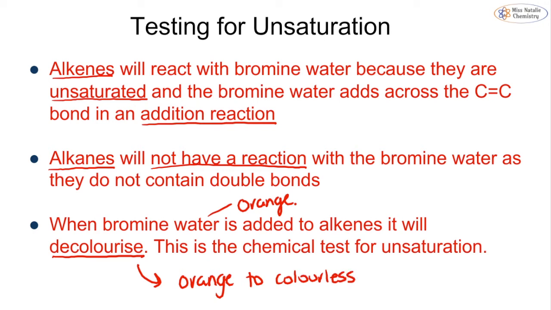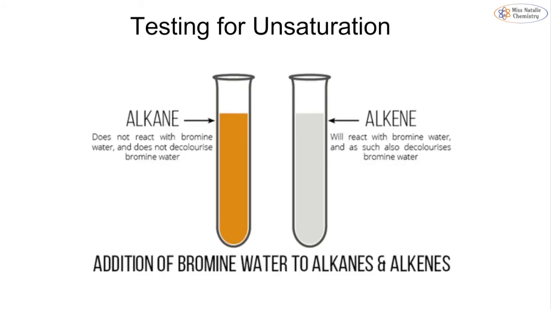This change is not seen with an alkane. So if we have our two colourless liquids and one of them decolorizes the bromine water and one of them does not, then we have an alkene which decolorizes and an alkane which does not. So we get something that looks like this. We have our bromine water, which is orange, adding into the alkene, turning colourless, adding into the alkane, there is no change. So this is known as testing for unsaturation, and it allows us to distinguish between alkanes and alkenes.